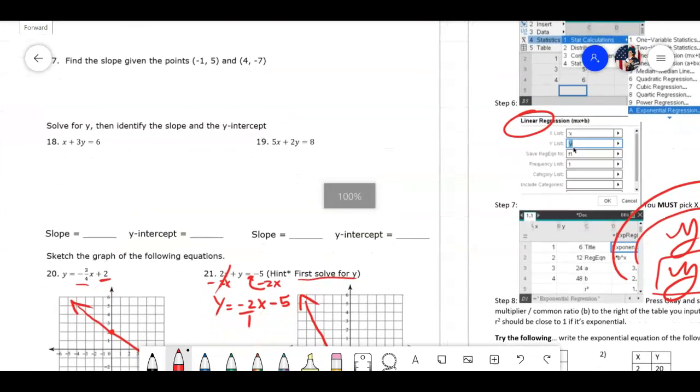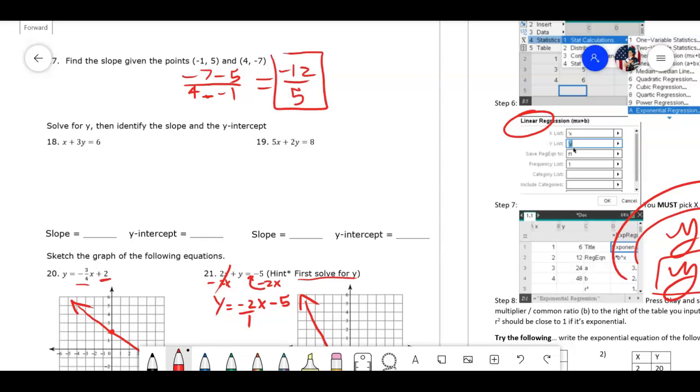Okay, here, 17. Find the slope from the points. Again, we're going to do y2 minus y1 over x2 minus x1. So I get negative 12 over 5. That does not reduce. You can plug it into your calculator to find that out.